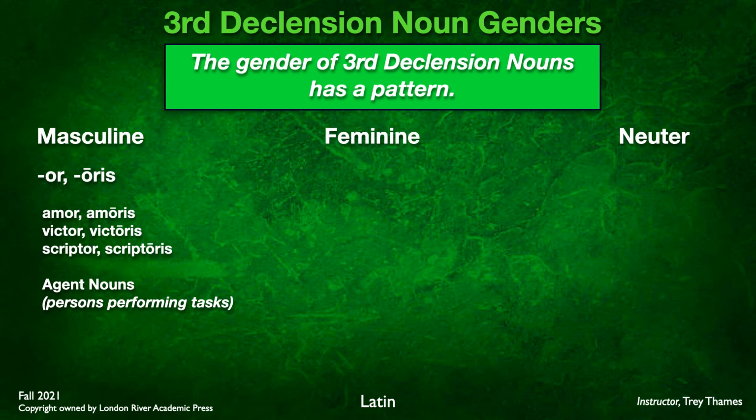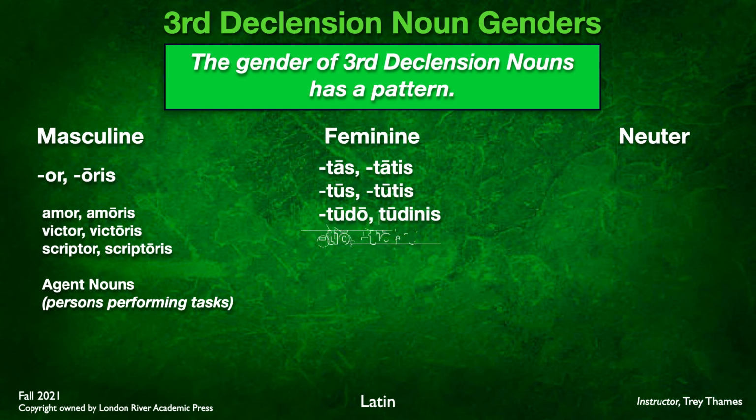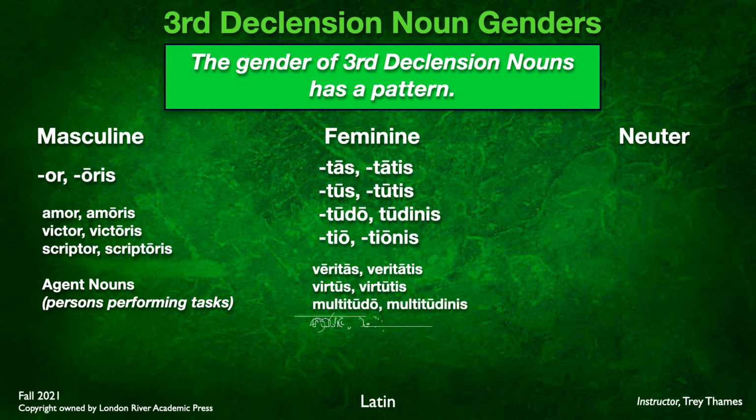It's a victor, etc. Feminine, you can see this pattern. Now, it's a little bit broader here. Tas, tatis. Tus, tutis. Tudo, tudinis. Tio, tionis. These are the patterns for many of the feminine third declension nouns. And here's some examples. Veritas, veritatis, meaning truth. Virtus, virtutis, meaning courage. Multitudo, that's a hard word to say. That means multitude or crowd. Natio, nationis, meaning nation. These are more like abstract concepts, these kind of nouns that are feminine that fit in this pattern.